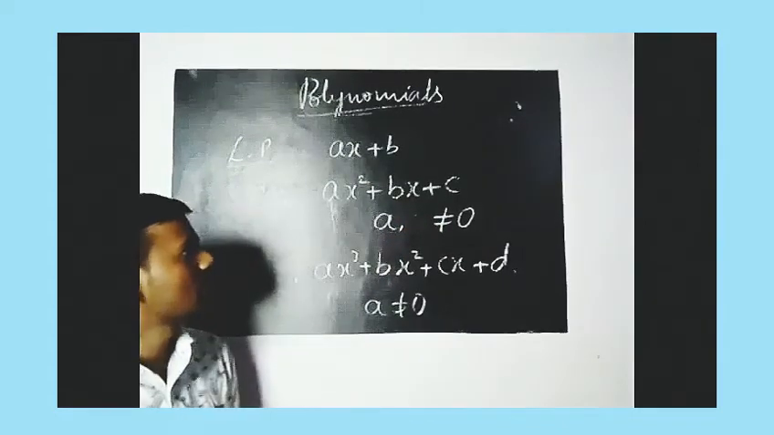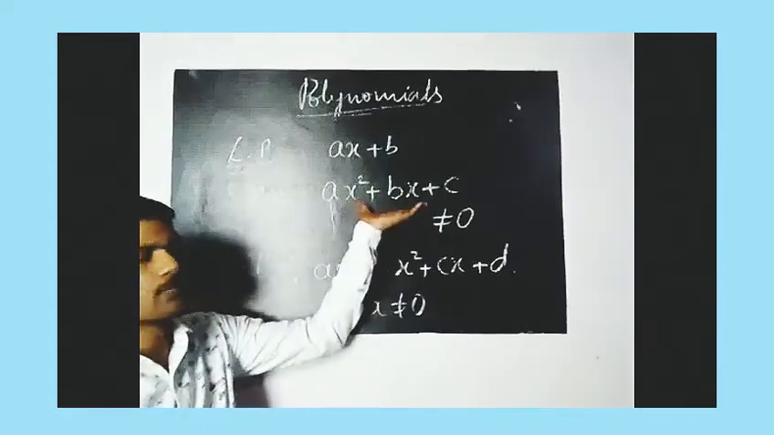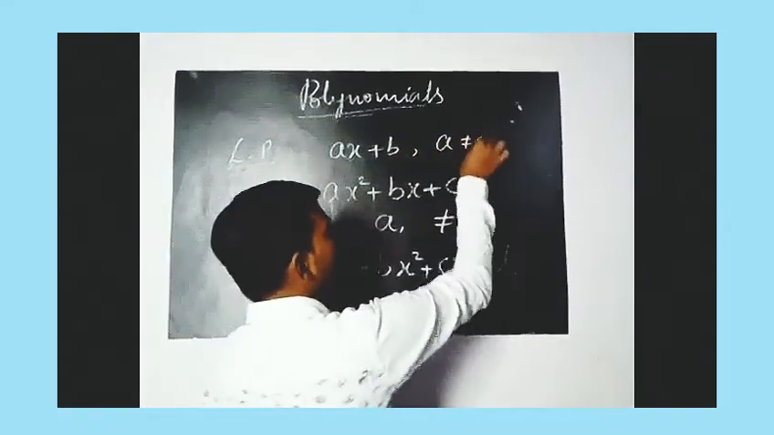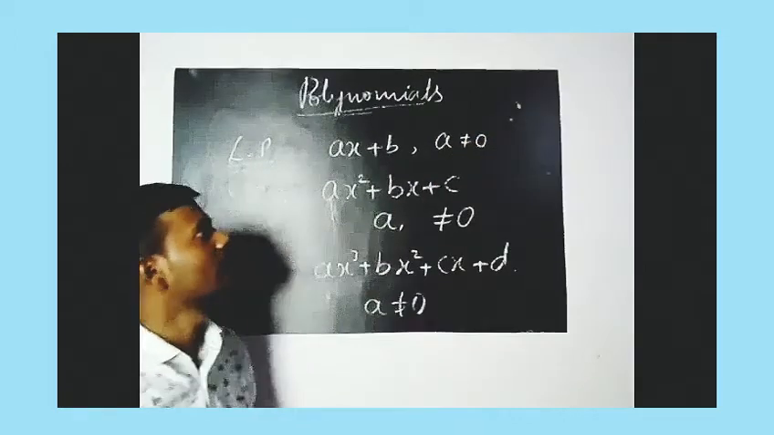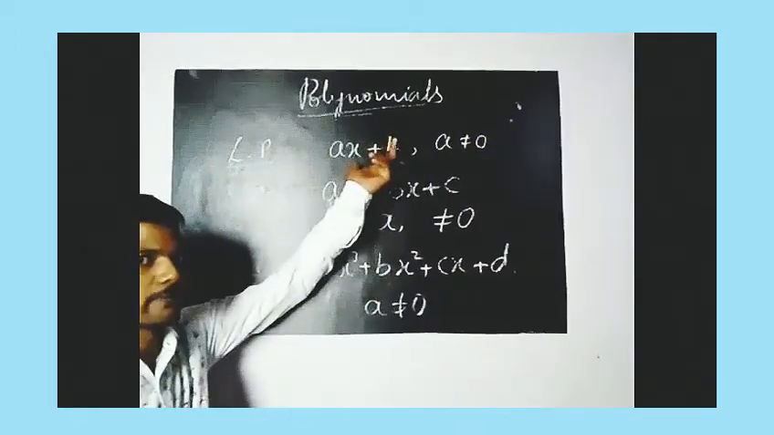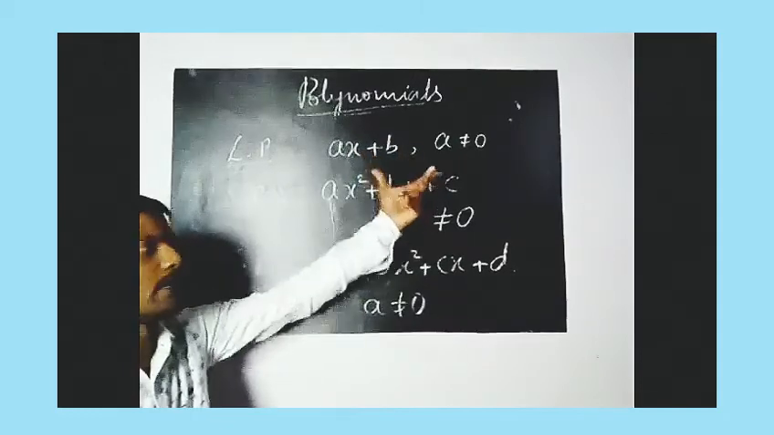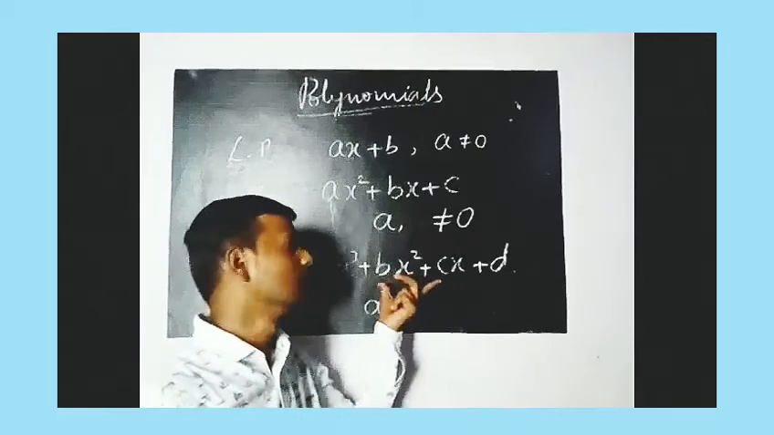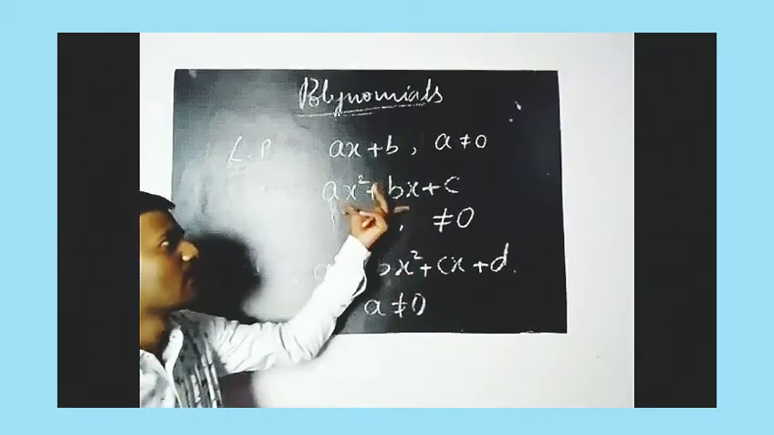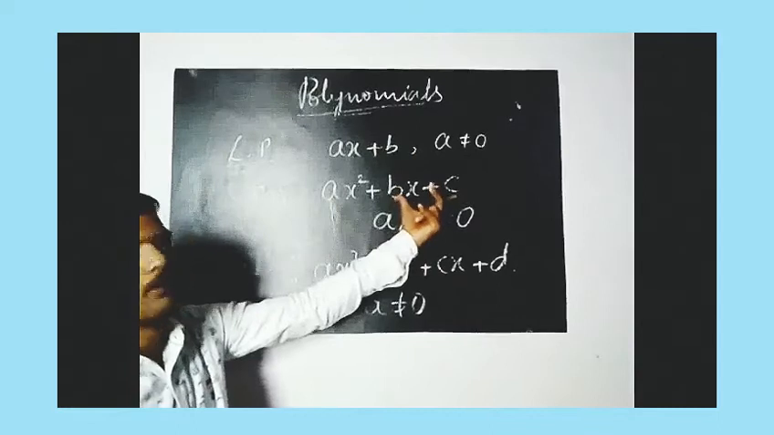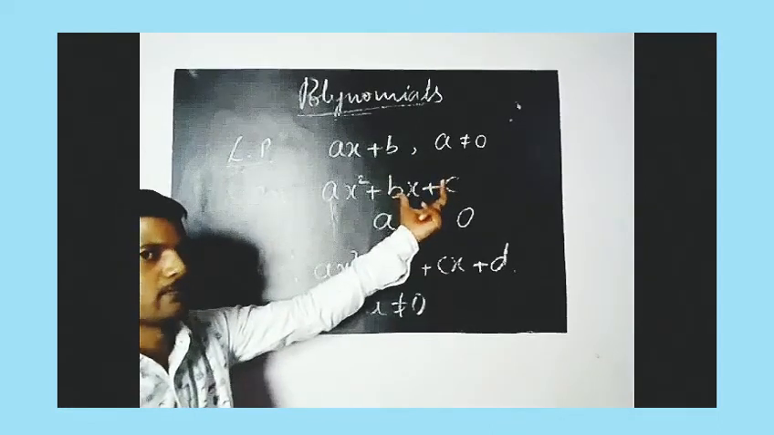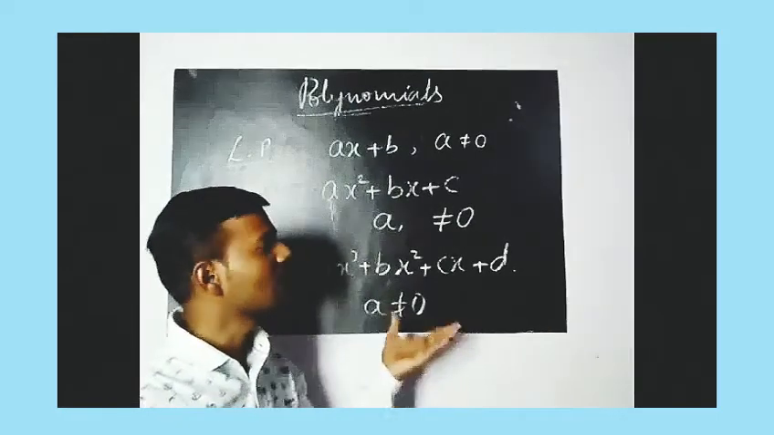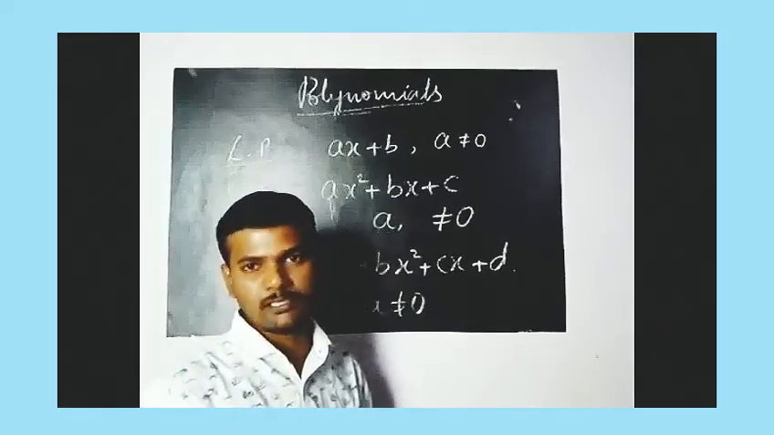If a is equal to 0 in the cubic, then it becomes a quadratic polynomial. If a becomes 0 in the quadratic, then it becomes a linear polynomial. If a becomes 0 in the linear, then it becomes a constant polynomial. So a must not be equal to 0, where a, b, c, and d are real numbers.